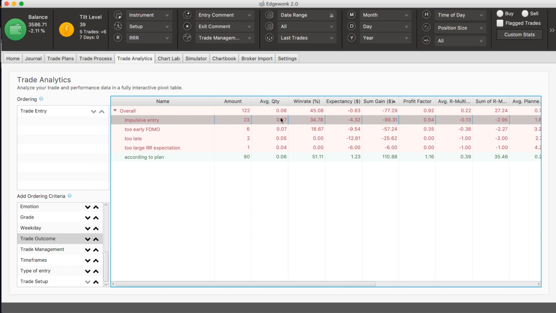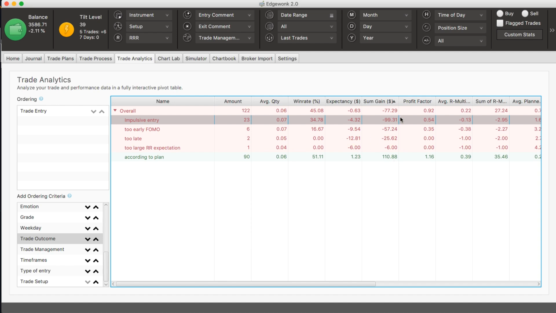impulsive. So it seems like out of 122 trades, he took 90 trades that are according to the plan, which is great, but he took 23 trades that are impulsive entries. And when we look at the sum of the gain, he lost $99 for those trades. And on all the good trades, according to the plan, they're 90. It's more than four times actually, the amount of trades. He only made 110 trades. So he lost almost the exact same amount on 23 trades that he made on 110 trades.